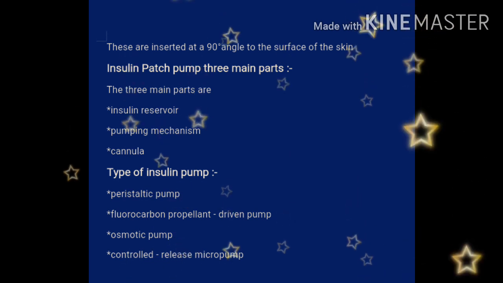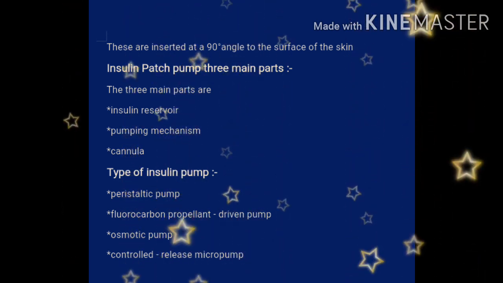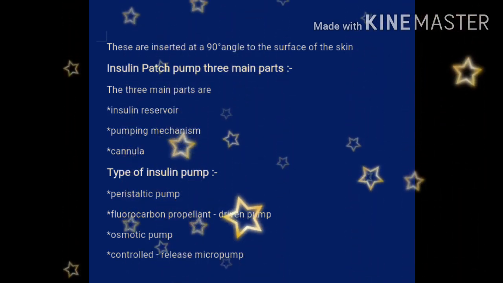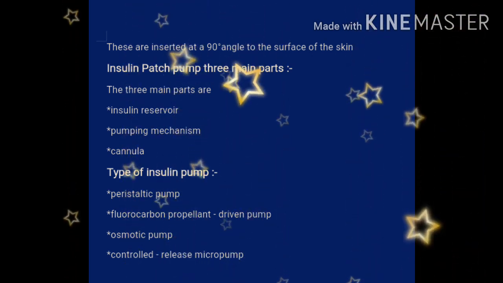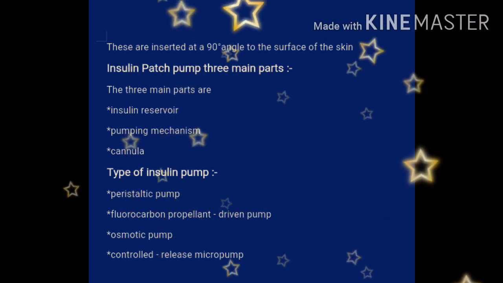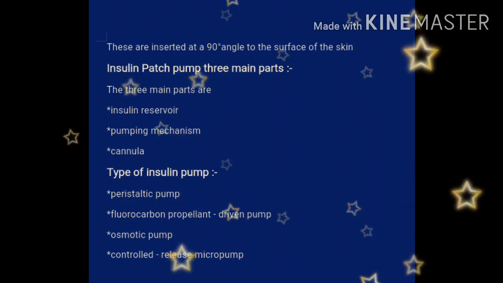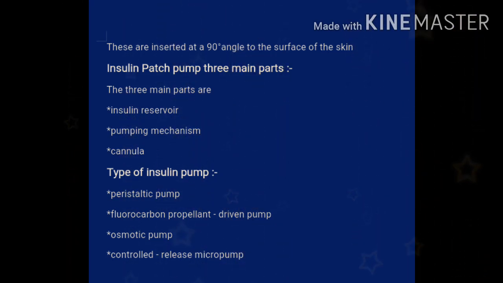Insulin patch pump contains three main parts, that is, first, insulin reservoir, second, pumping mechanism, third, cannula. Then types of pump. First, peristaltic pump, second, fluorocarbon propellant driven pump, third, osmotic pump, fourth, controlled release micro pump.